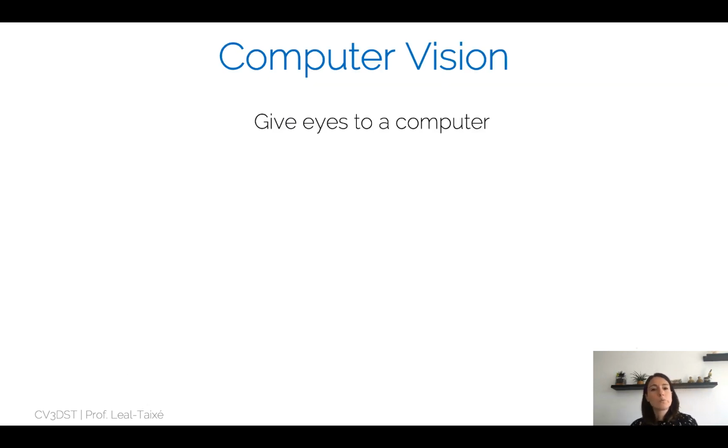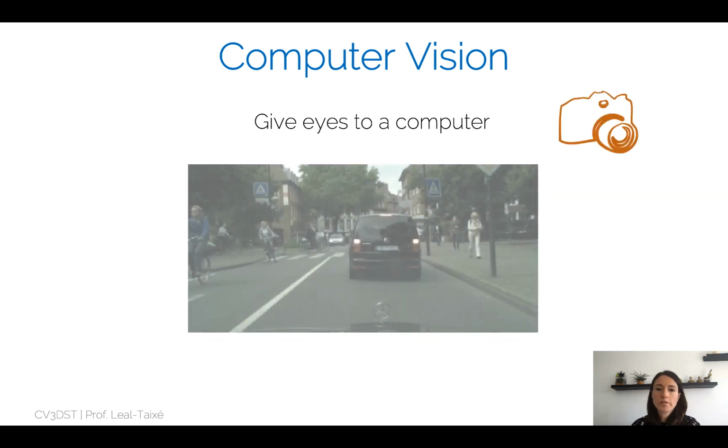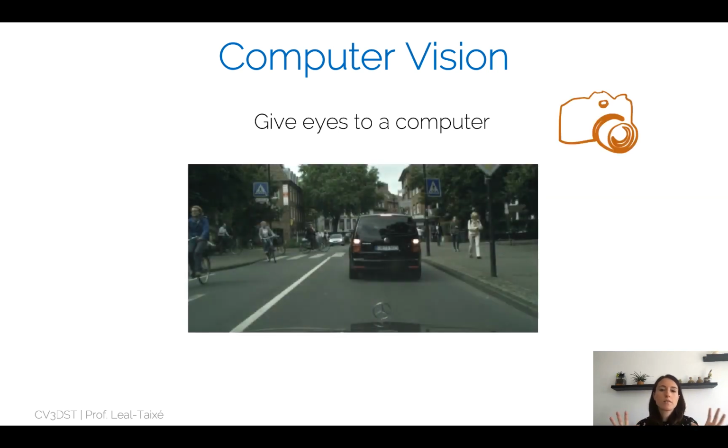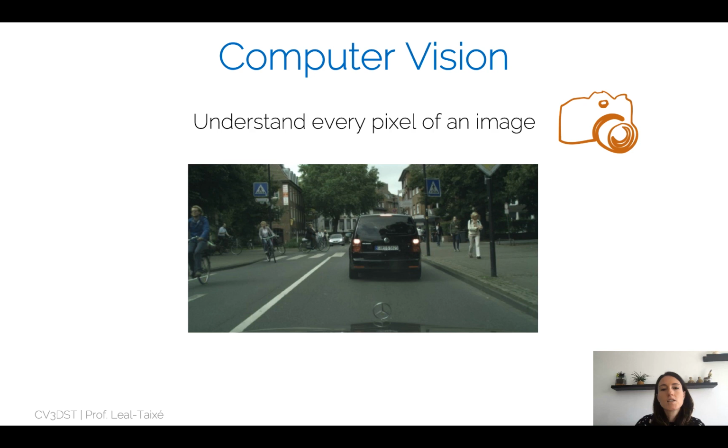So in computer vision, we want to give eyes to a computer. We want to look at the world through a camera and actually try to understand every pixel that is provided by that camera. Every pixel of the image, this matrix of numbers, this image, is the only thing we have to interpret the world around us.